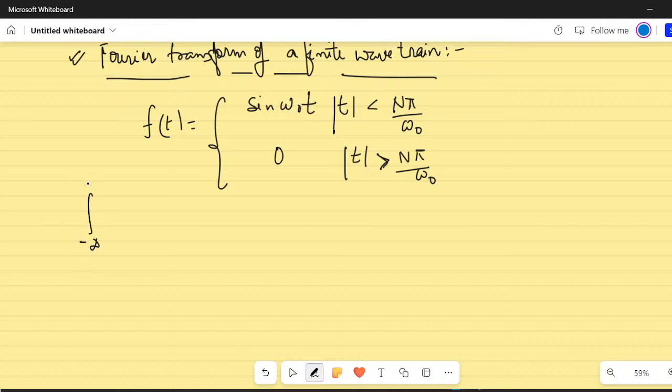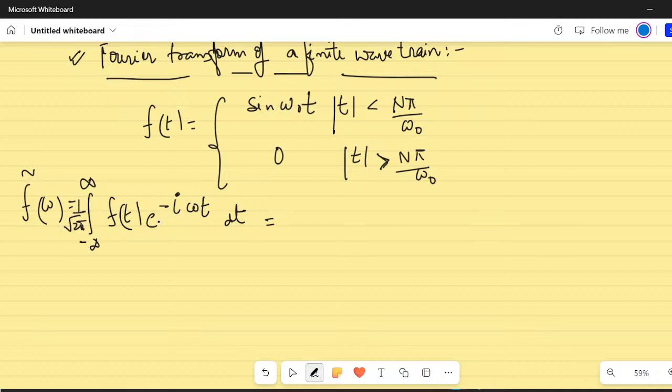So if I want to find the Fourier transform of the finite wave train, it will be simply f of t into e to the power minus iota omega t, so that there is no discrepancy. This will be the Fourier transform of this particular function f of t, which is referred to as the finite wave train. Okay. And this is for modulus of t less than n pi upon omega naught. And I write 1 upon root 2 pi also here.